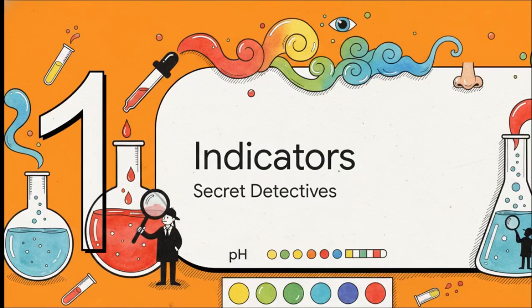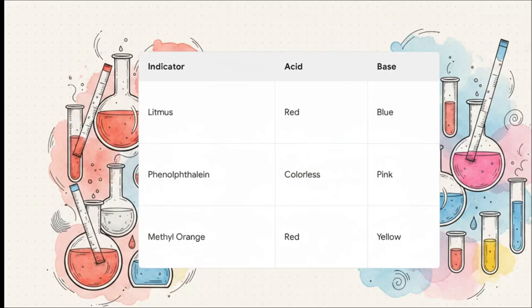Section 1. Indicators. Nature's secret detectives. To solve chemical mysteries like that, we need indicators. It's actually incredibly easy to memorize these synthetic and natural color changes for your multiple choice questions. You've got natural indicators like litmus, sure, but also synthetic ones like phenolphthalein and methyl orange. Now, phenolphthalein is completely colorless in an acid, but it turns a bright, vibrant pink in a base. Methyl orange? That goes red in an acid and yellow in a base.